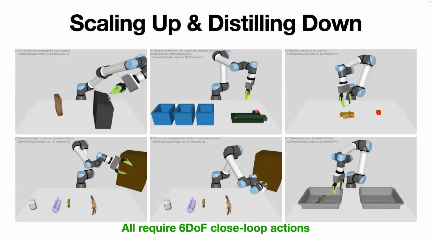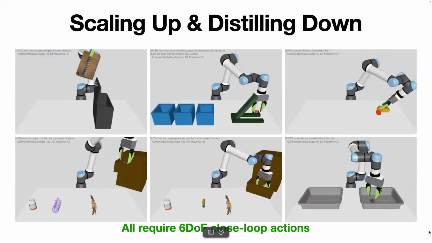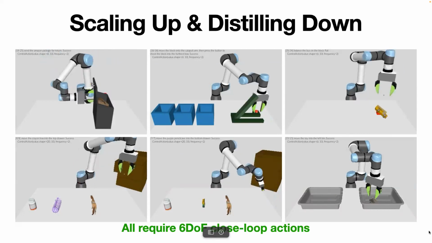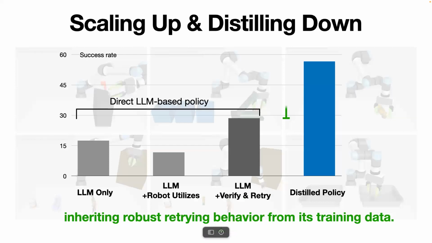In the end, we test our system, algorithm, or framework on a large variety of tasks. All of them require closed-loop behaviors, and a lot of them require non-trivial common sense reasoning, which is enabled by the large language models. Quantitatively, you also observe that the algorithm is able to improve the performance, especially compared to standard LLM-based policies. The distillation step, and in particular distillation with this verify and retry scheme, really helps boost that performance, because now the policy is able to inherit those robust retry behaviors.